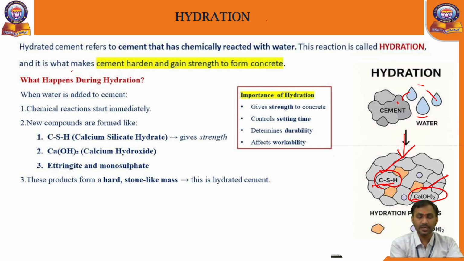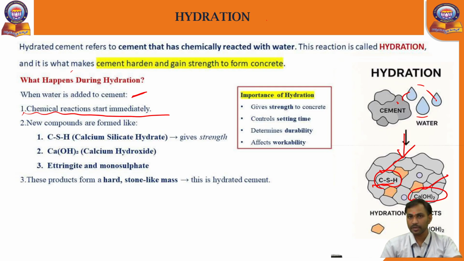See here, for example, when water is added to the cement, the first thing, chemical reactions start immediately. Next, new compounds will be formed, like the first one is CSH. CSH is nothing but calcium silicate hydrate. When the CSH is formed in that cement paste, it gives strength. Okay, just strength.